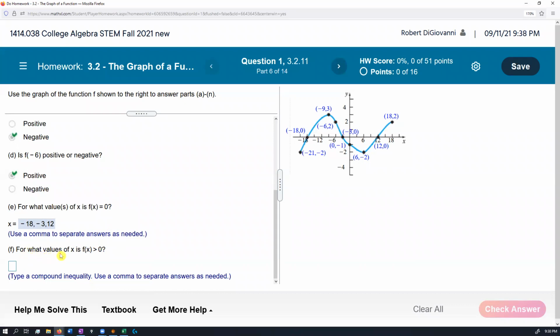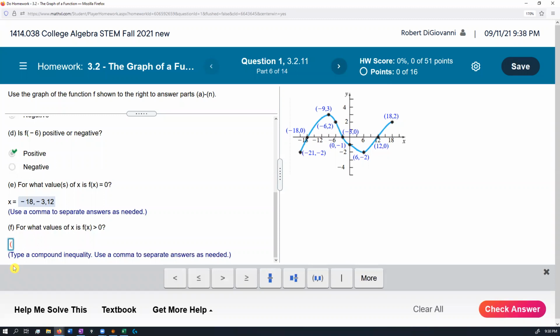Okay, for what values of x is the function greater than 0? It looks like the graph goes above the x-axis from here to here. So that's from negative 18 to negative 3. They want a compound inequality. So we put negative 18 less than x less than negative 3, and then comma. That's every x value between negative 18 and negative 3. Over here, when we go from 12 to 18, we're above the x-axis. So 12 less than x less than 18.